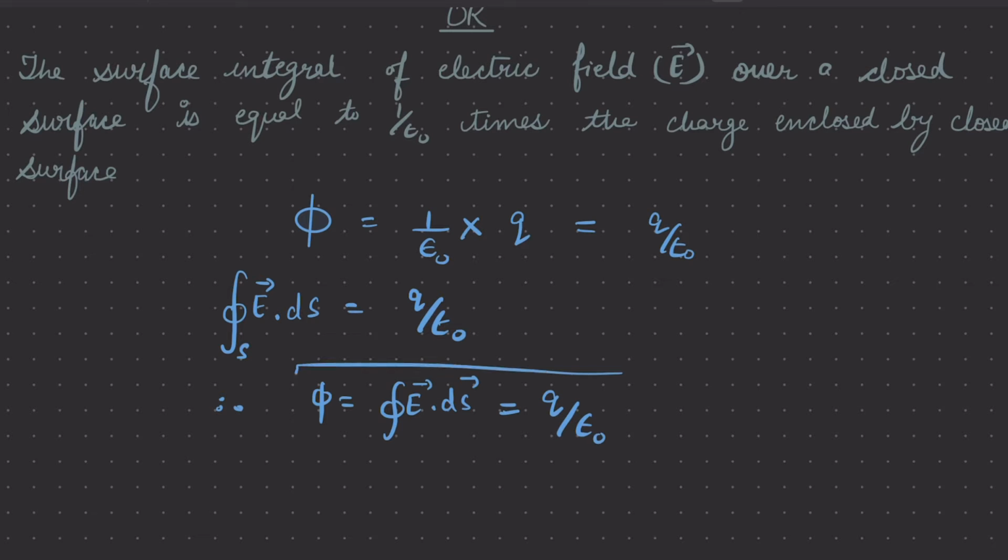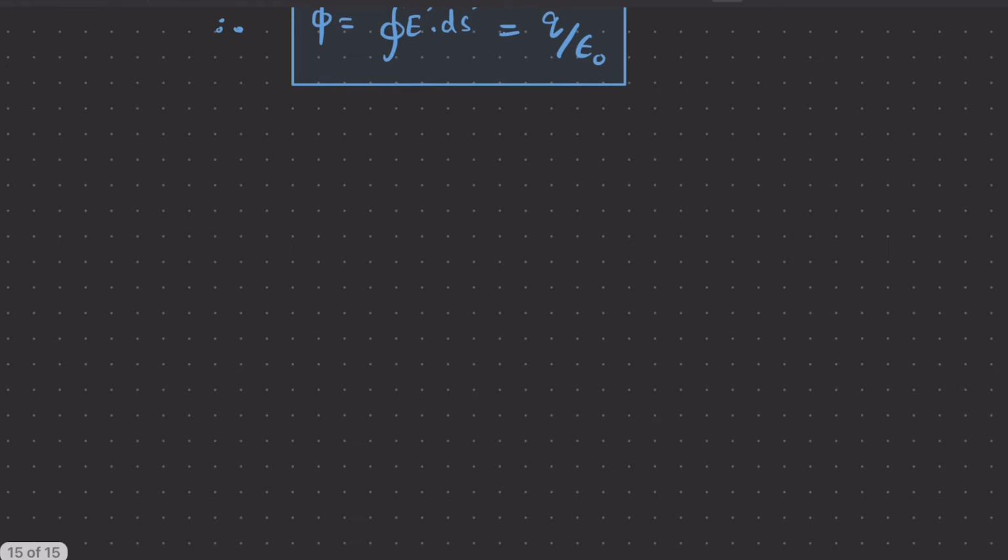So this is the expression of the flux coming out of the surface, and we need to prove this expression, and hence we will prove the Gauss theorem, that whatever kind of closed surface we have considered, the flux is always q upon epsilon naught. Now, before proving this Gauss theorem, the first thing we are going to do is to describe the Gaussian surface.